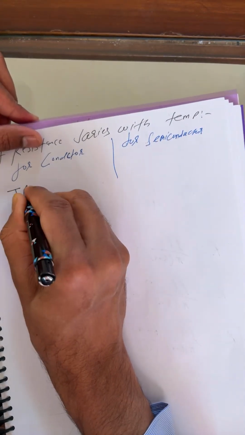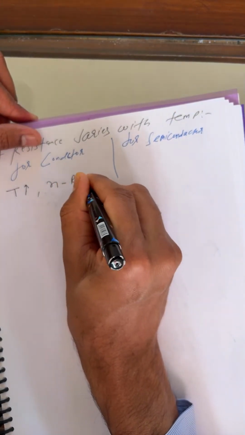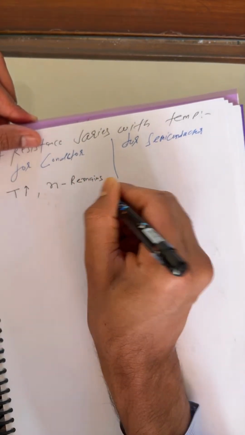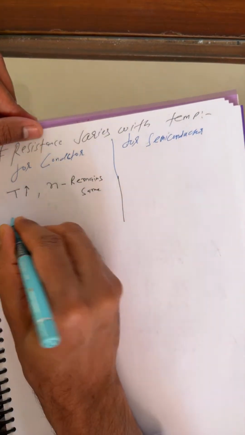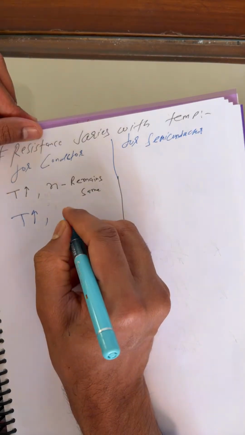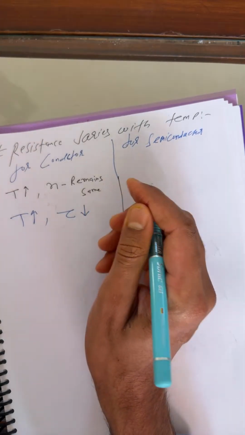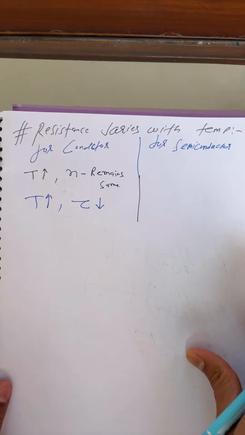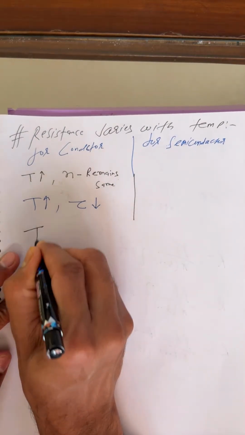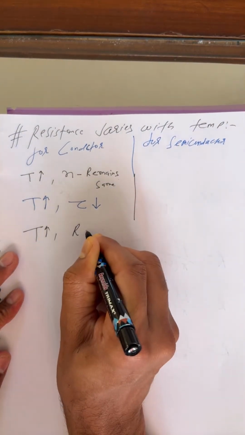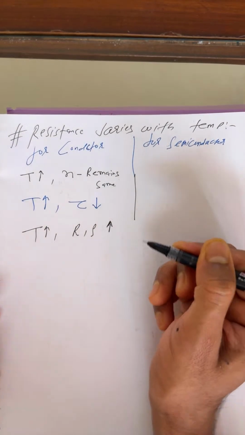Now, if we increase the temperature, n is the number of free charge carriers. This remains the same, there is no change. But if you increase the temperature, your relaxation time decreases, because the randomness of molecules increases. So relaxation time decreases. If you increase temperature, then resistance as well as resistivity both will increase.